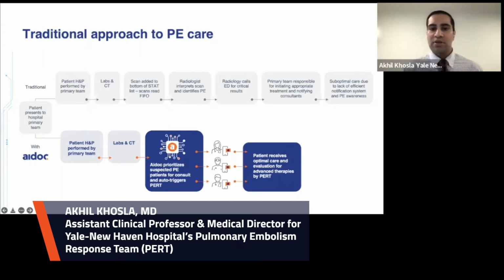Once that primary team is notified, it's up to that primary team to then decide how they want to treat that patient. Do they want to do anticoagulation alone? Should they call a consult? Or if applicable, do they reach out to a pulmonary embolism response team?